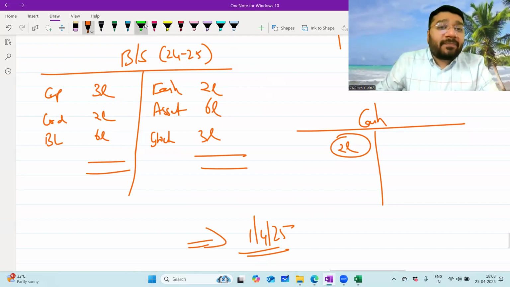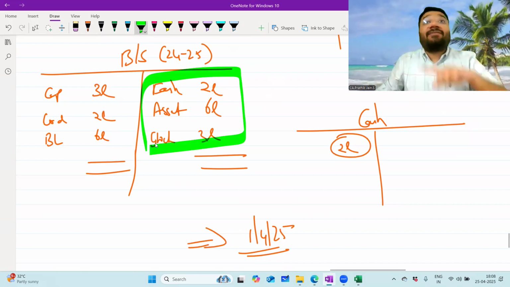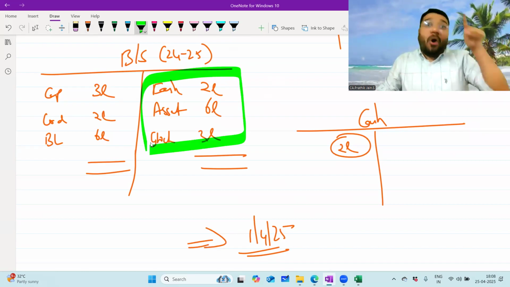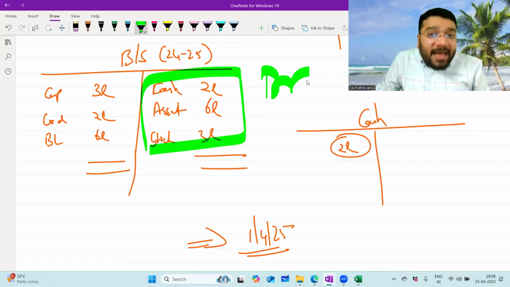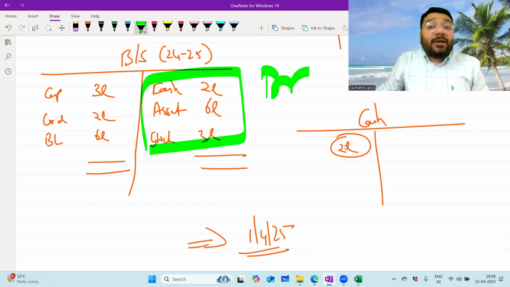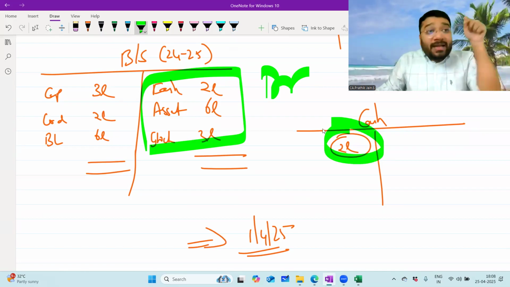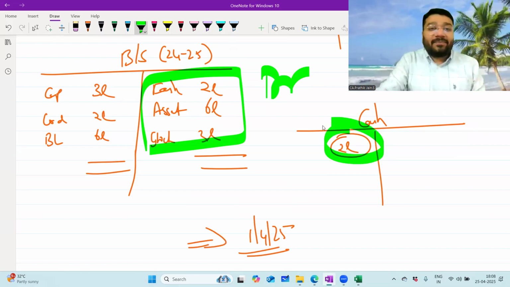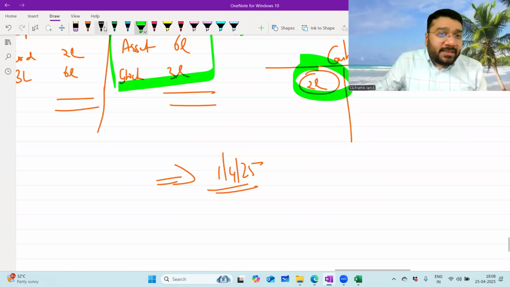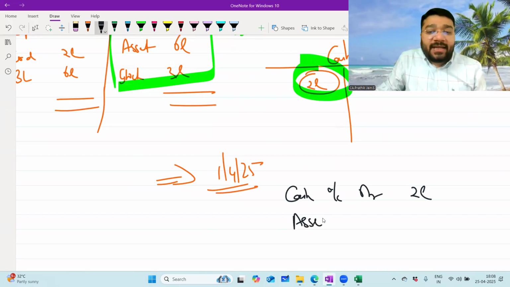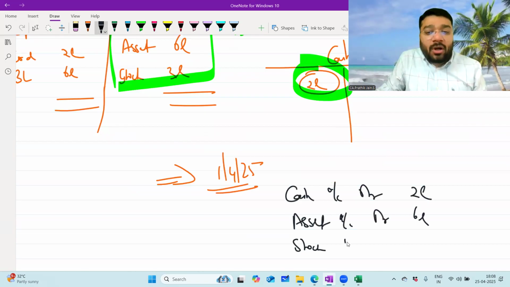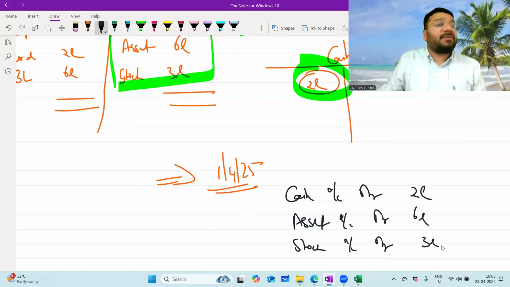It's very simple. Take all the assets from the balance sheet of the previous year. What balance does it have? Debit balance. And you want that to come on the debit side. For that, in the journal, what should I do? Debit. So now the entry that I'm going to record is cash account debit 2 lakh. Fixed asset account debit 6 lakh. Stock account debit 3 lakh.